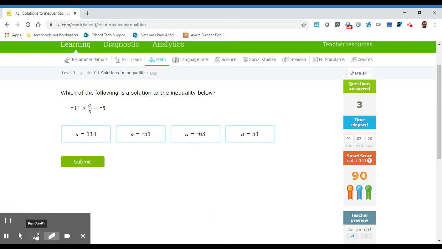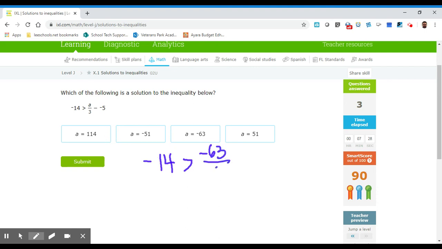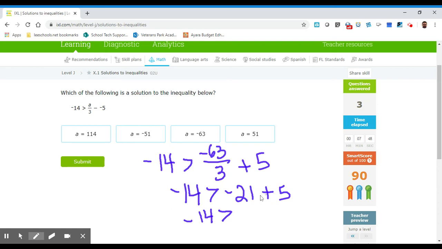So we have negative 63. Plug that in there. Is negative 14 greater than negative 63 over 3 plus 5? I just skipped the step. I know it's negative negative, so I make it a plus. Okay, so negative 14 is greater than. We divide it. Negative 63 divided by 3 is negative 21 plus 5. We have to subtract them, right? Is negative 14 greater than negative 16? It is because it's closer to 0, right? So far this one works.